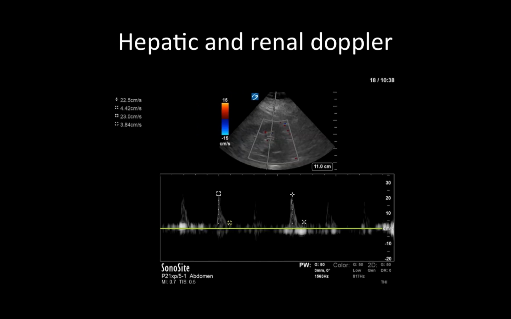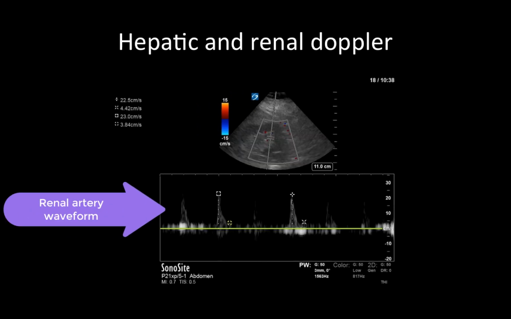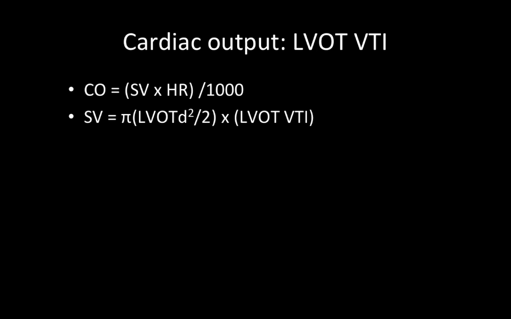Here's one more example of PW used in this setting, this time interrogating the blood flow in a renal artery. And I'll just bring your attention to the fact that the Nyquist limit on our color Doppler and the scale for our PW tracing have both been turned way down, which allows us to accurately assess the relatively low blood velocity in this location.